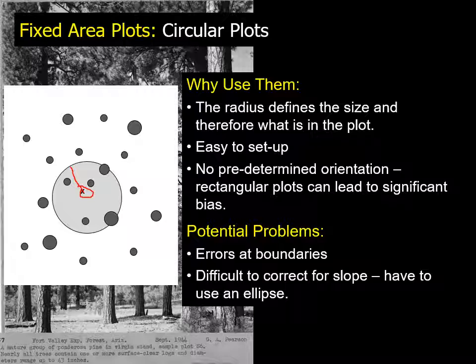Unfortunately though, these circular plots have more potential for errors at the boundary, and we will ultimately wind up seeing that these trees at the edges wind up having to be checked more often to make sure they're inside or out. Additionally, circular plots are harder to wind up correcting for slope, and we'll look at that in just a minute.